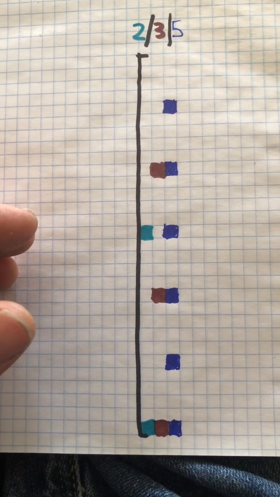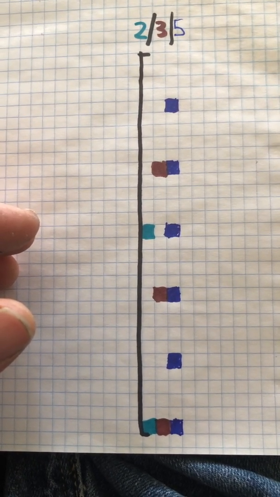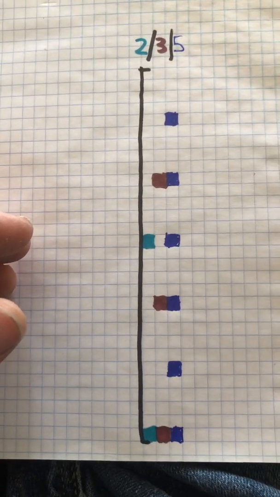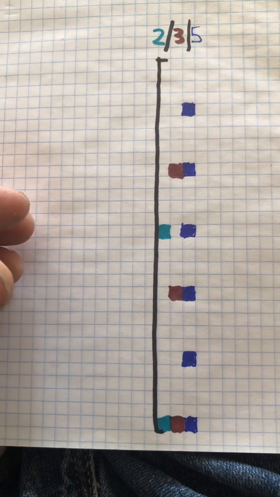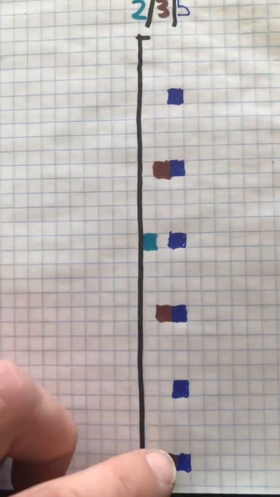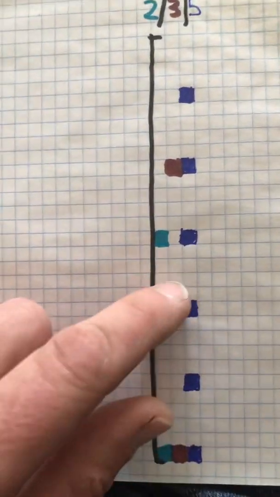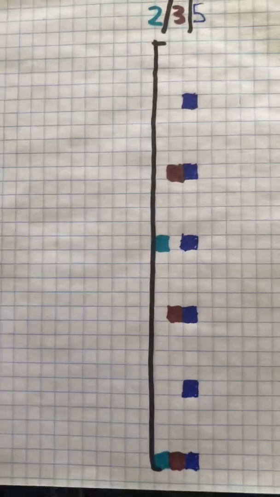What did I do here? Wait, 5 to fit into 30. No. 5 to fit into 6. 1, 2, 3, 4, 5, 6.